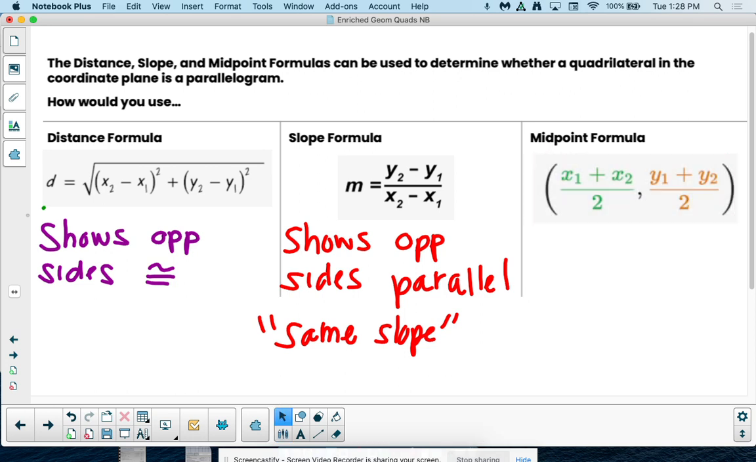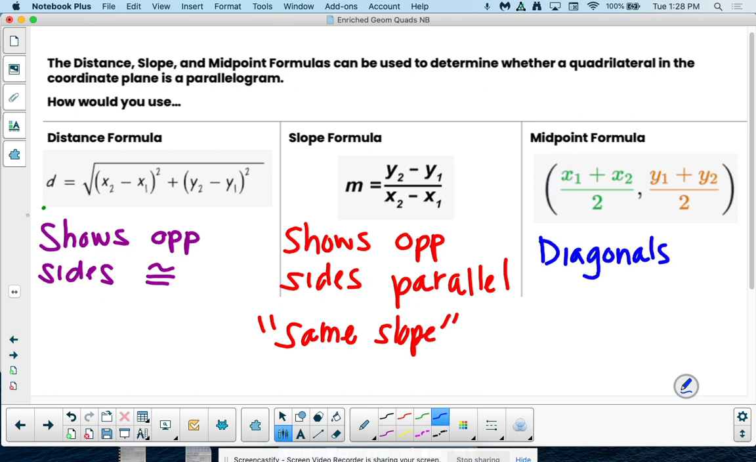Then we used this one yesterday, right? Midpoint. What did midpoint show us yesterday? Diagonal bisectors. Yes, the diagonals bisect, so they have the same midpoint. Isn't that cool? Fantastic.